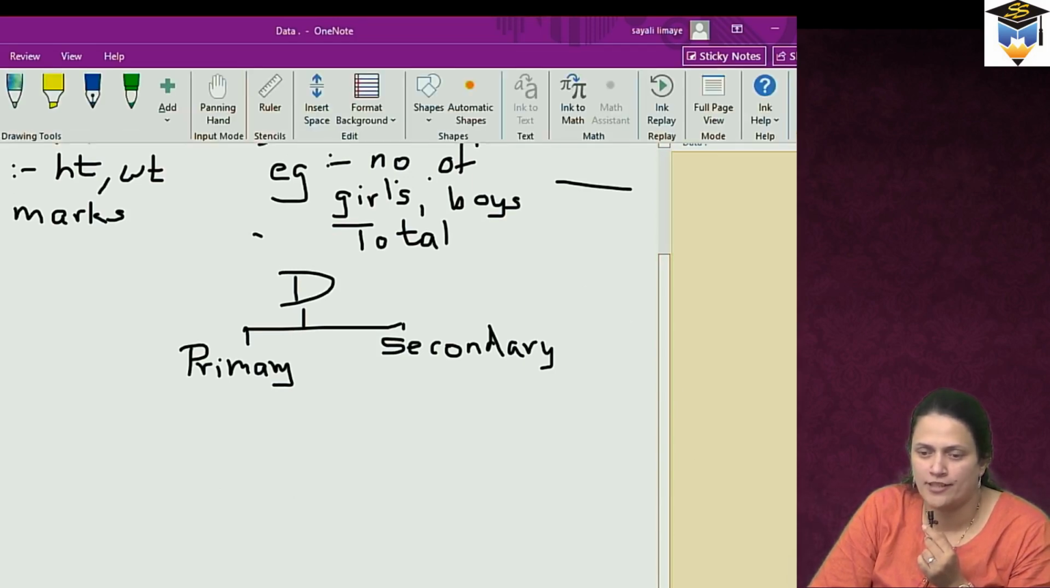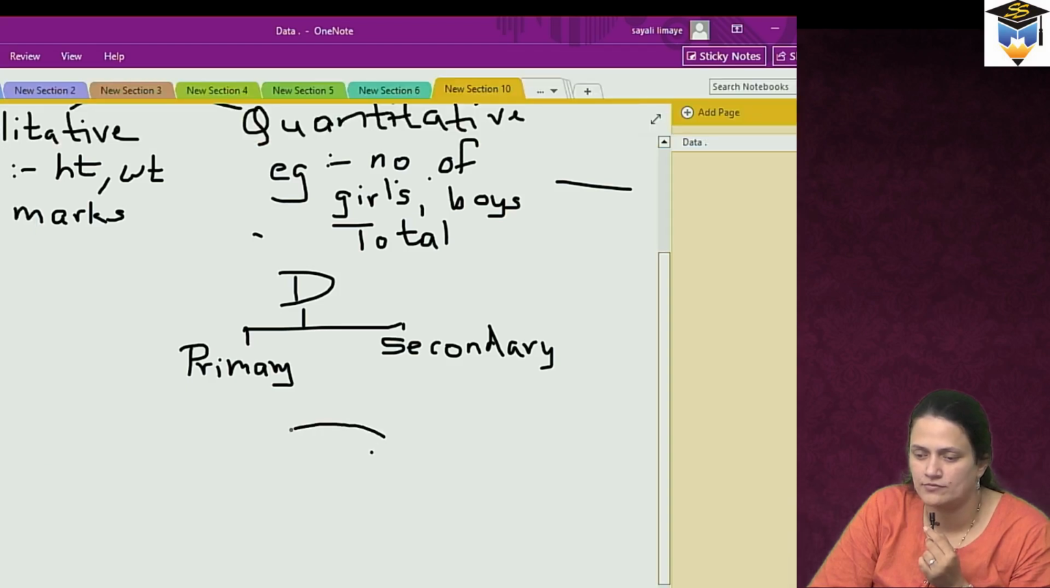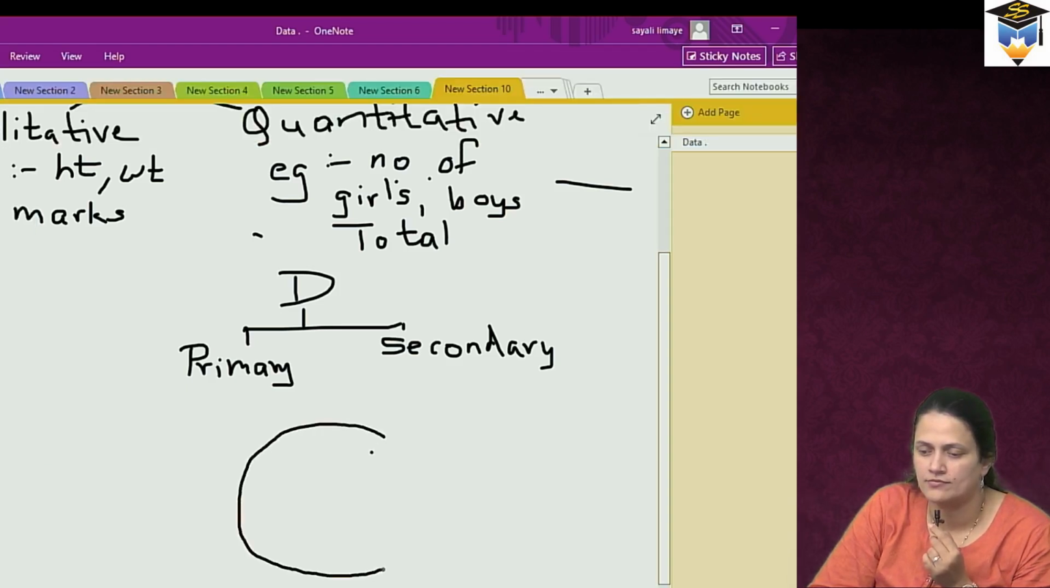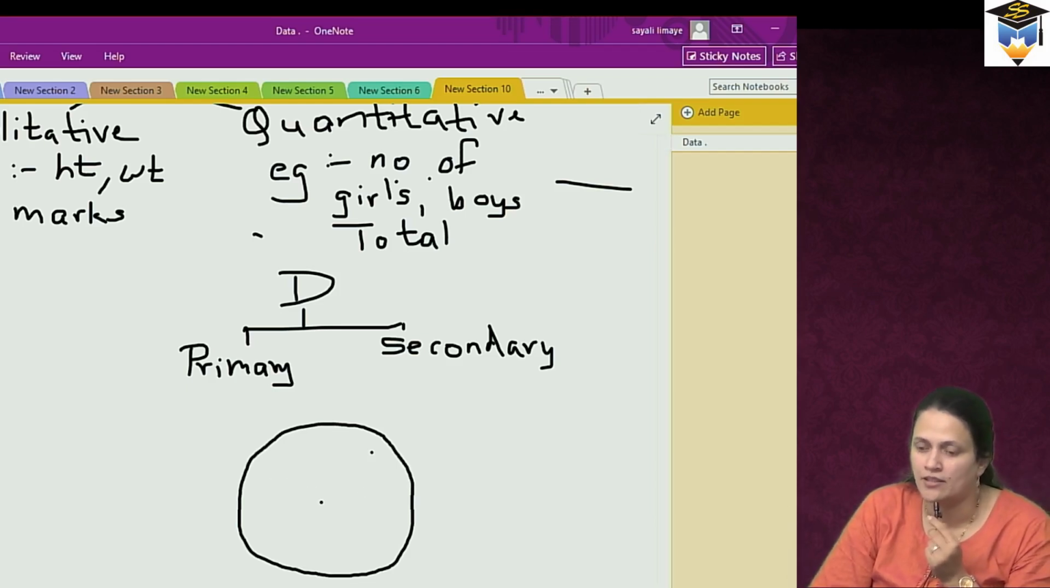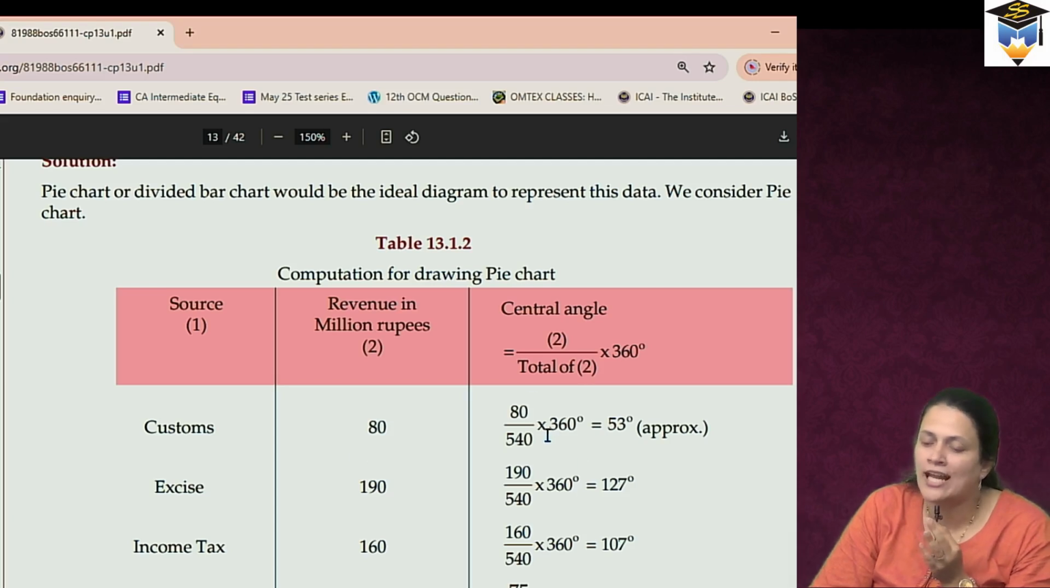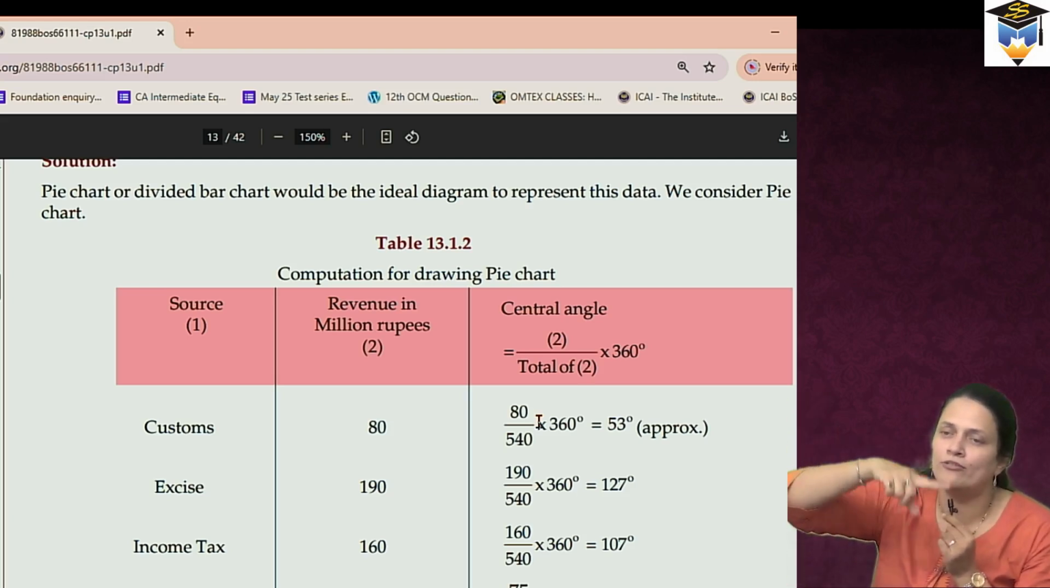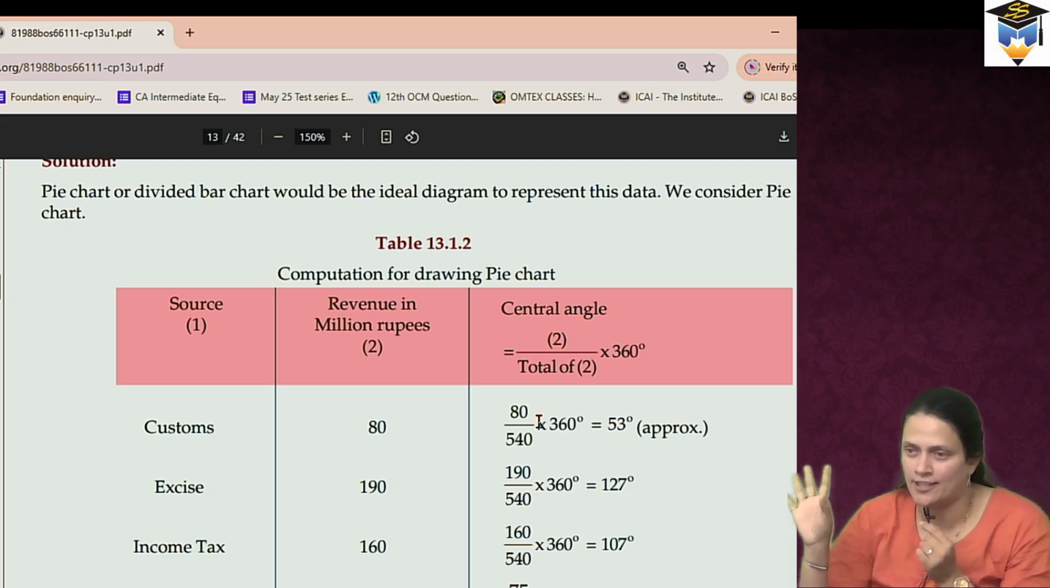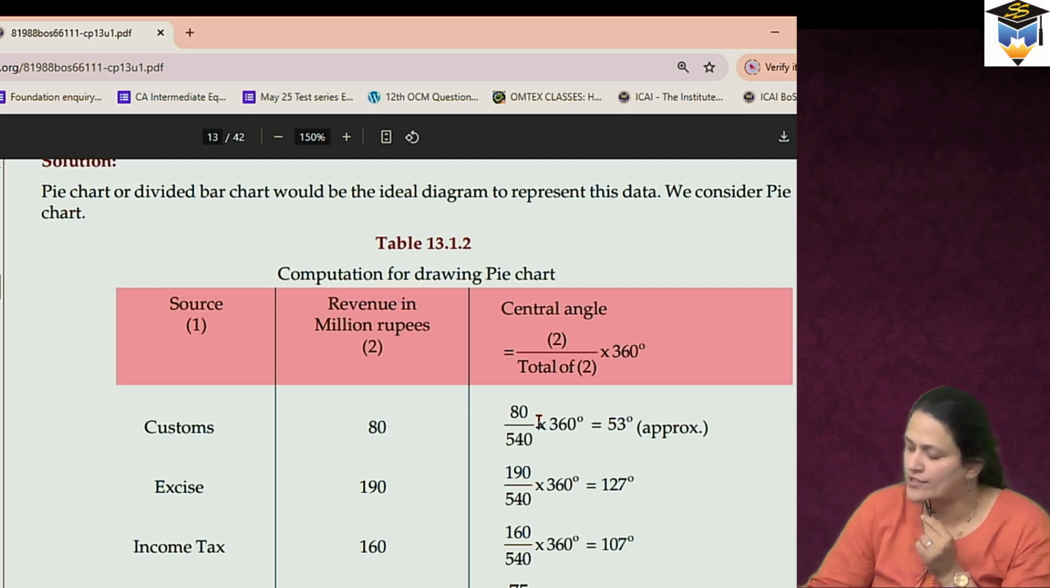If suppose I draw a pie chart. This is my center. Now I want to decide the central angle. Now what I will do, here the central angle is first calculated. Formula is the amount that is given divided by 540. Why 540? Because that's the total revenue in rupees that is given, into 360, because we need to find out the angle. Circle is made up of 360 degrees. So angle which I have got is 53 degrees.